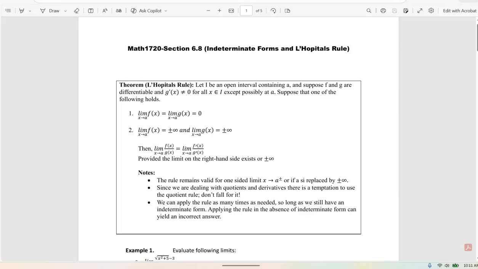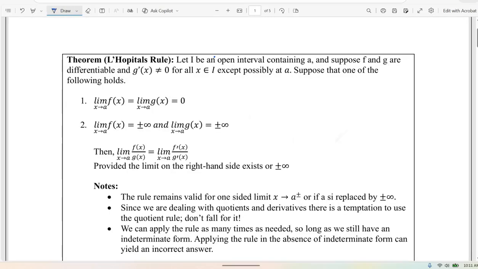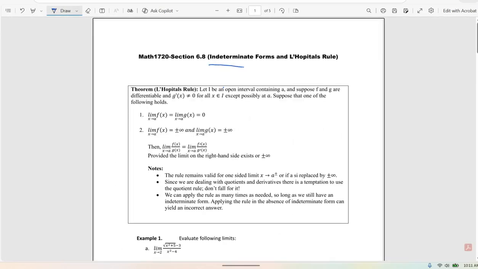Hello, today we are doing section 6.8. In this section, you're going to learn about a specific kind of limits, which are called indeterminate forms. Indeterminate forms are if a fraction is of the form 0 by 0 or infinity by infinity or 0 by infinity.